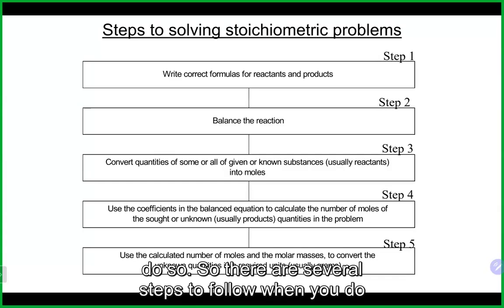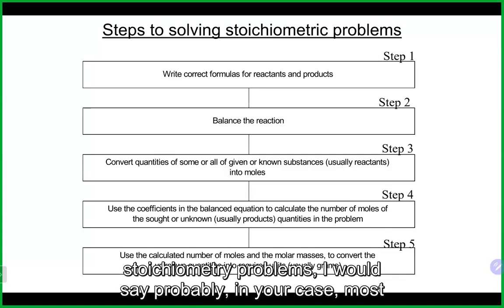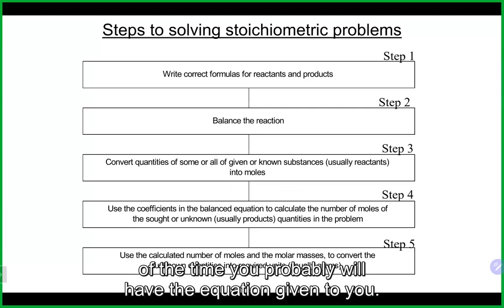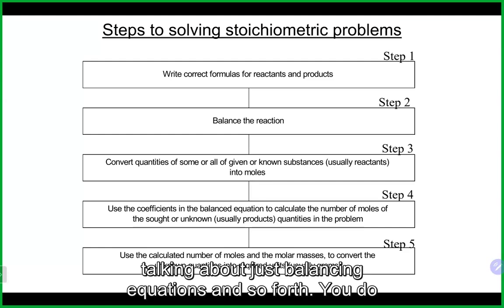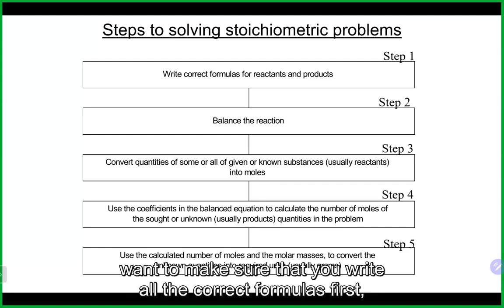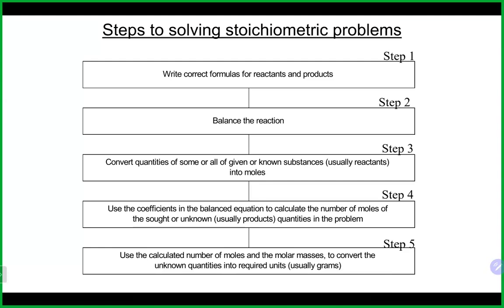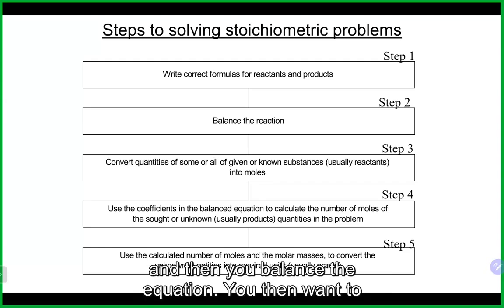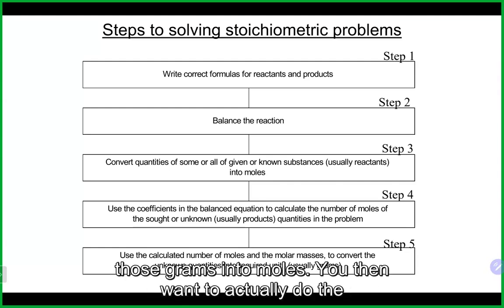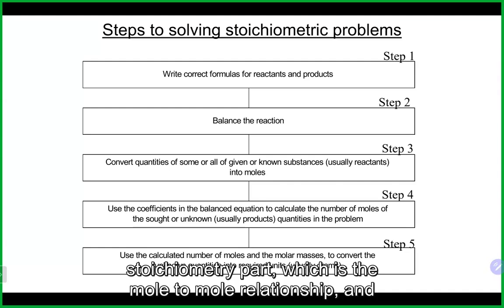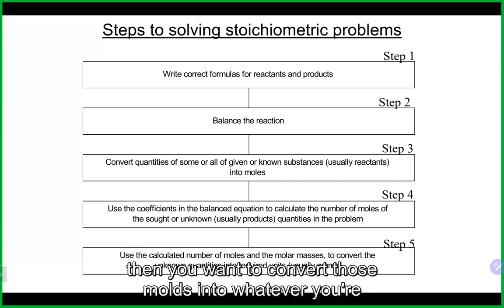So there are several steps to follow when you do stoichiometry problems. I would say probably in your case, most of the time you will have the equation given to you. But just in case it's not, like we talked about when we were talking about balancing equations, you do want to make sure that you write all the correct formulas first, and then you balance the equation. You then want to convert whatever they gave you into grams, and then convert those grams into moles. You then want to actually do the stoichiometry part, which is the mole to mole relationship. And then you want to convert those moles into whatever you're looking for.